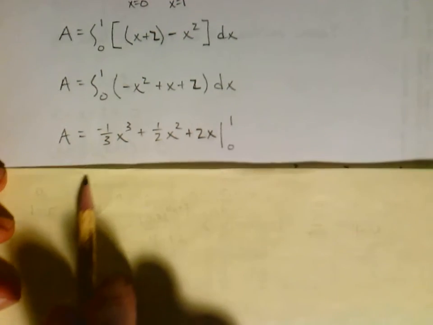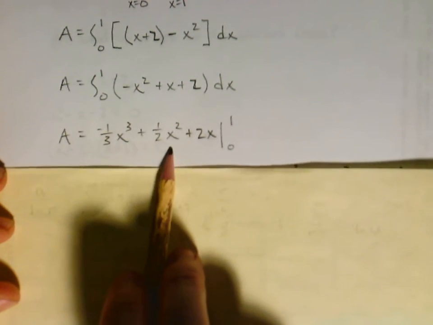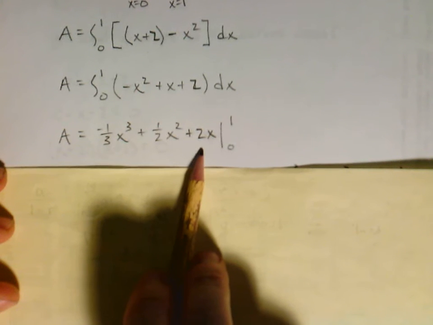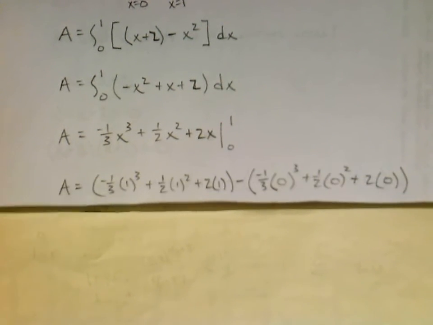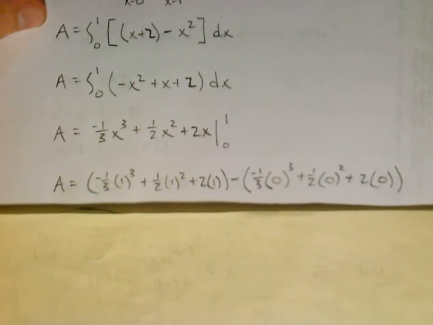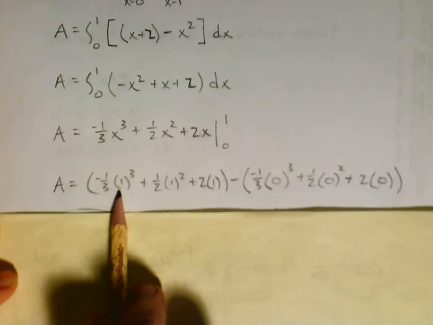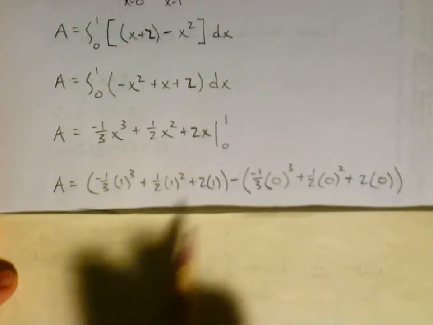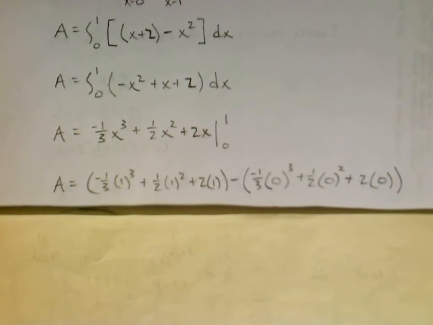So the negative x squared, negative 1/3 x to the third. The x becomes plus 1/2 x squared, and the 2 becomes plus 2x. We evaluate from 0 to 1. Okay, so let's go ahead and plug all that in, and this step is quite long on the page. But what am I doing? I'm plugging the 1 into each of the x's. Subtract, plug the 0 into the x's. Takes a little time to write all that out.